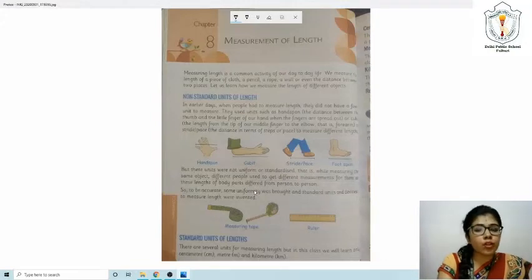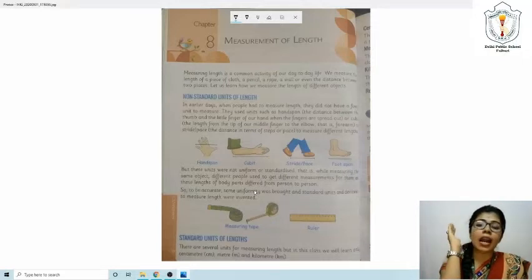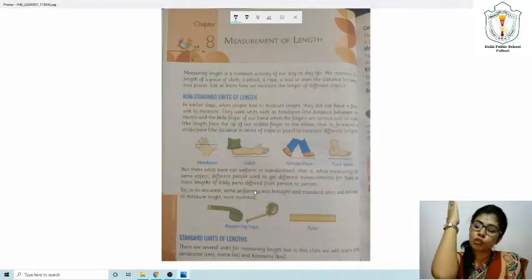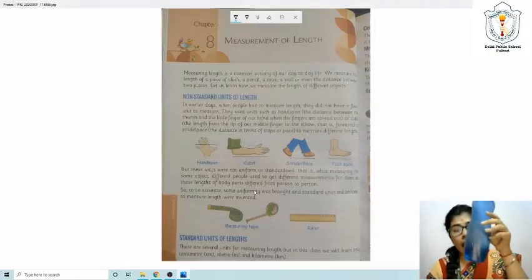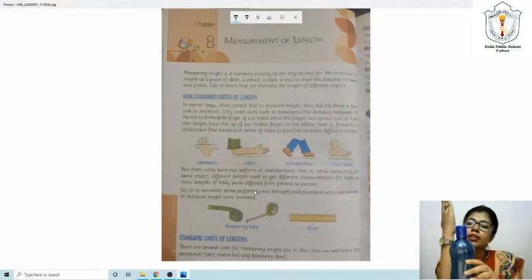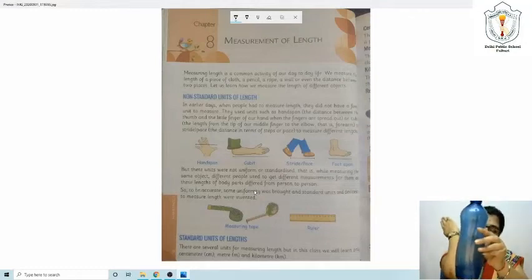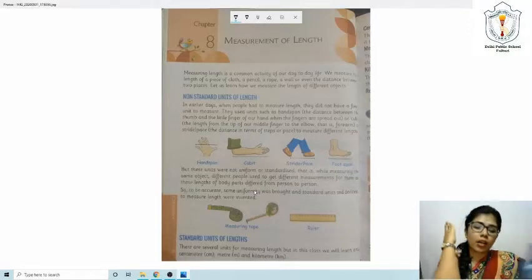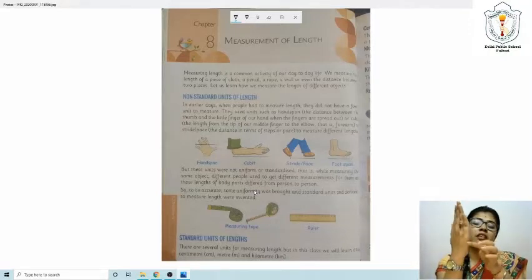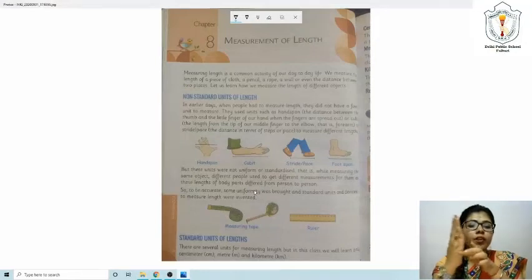And what are the non-standard units? Most of you have heard that we measure with our hands. This is the arm, starting from here to your elbow. This is called a cubit. Suppose I have a bottle and I am measuring it, starting from my elbow to here. This is called 1 cubit. The bottle is reaching here, so it is not even 1 cubit.